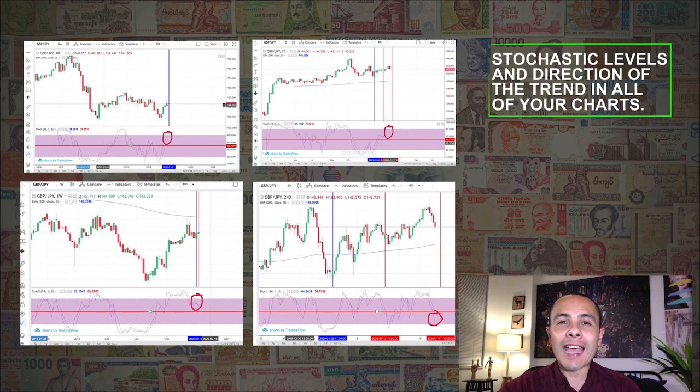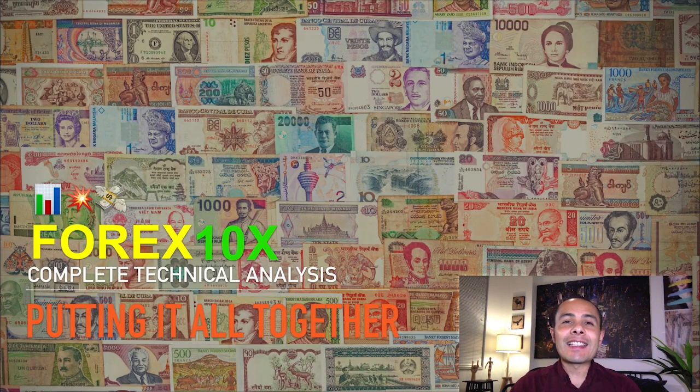Finally, load your stochastic and look for overbought and oversold levels, as well as the current and upcoming momentum of the trend in all of your time frames to come up with your final answer. And that is it. You have gathered great information about your selected pair and now you are ready to place your trade.